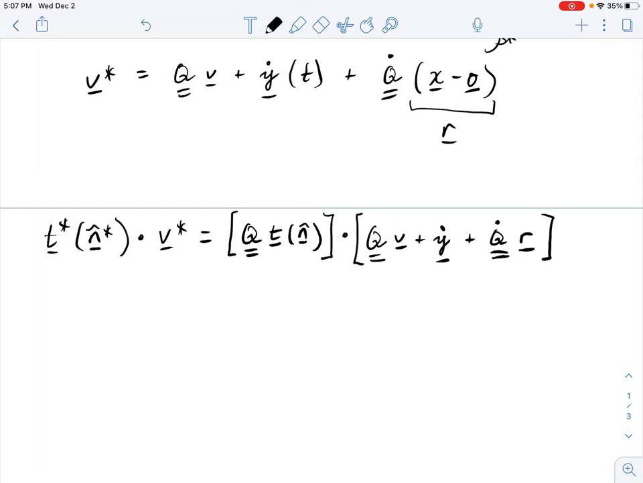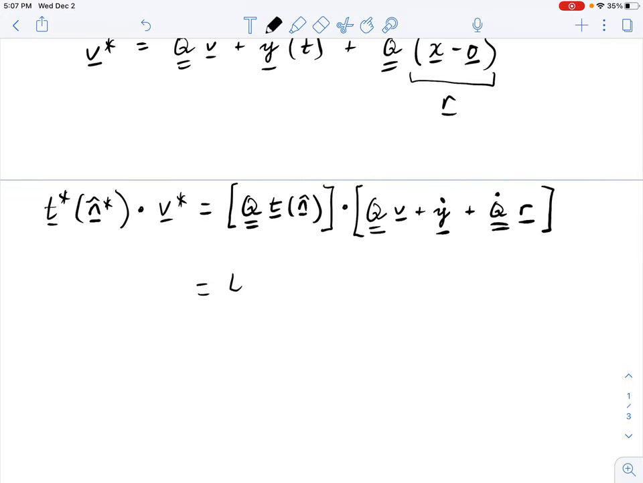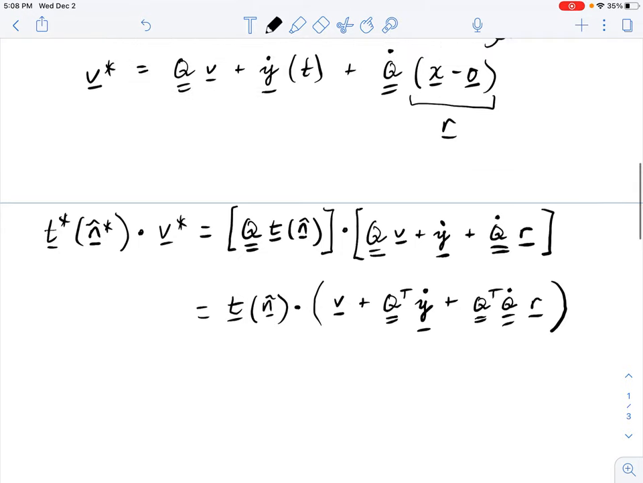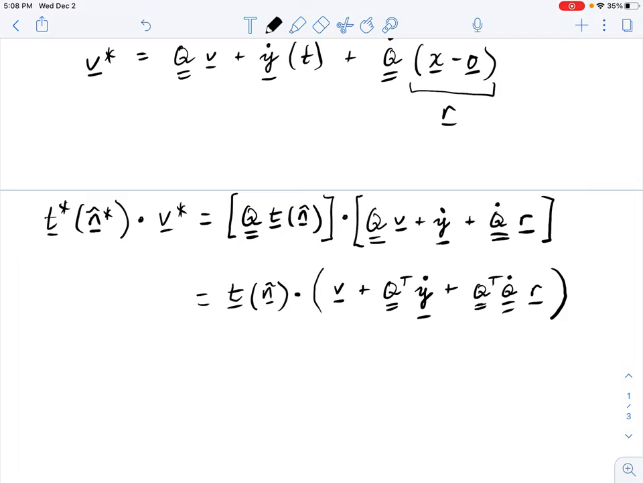All right, well, we can use the transpose here to move this Q over there. So that is equal to T of N dot, well, Q transpose is Q inverse because Q is a rotation, so that's just V, and then plus Q transpose Y dot plus Q transpose Q dot R, where R was defined as X minus O in the F frame.